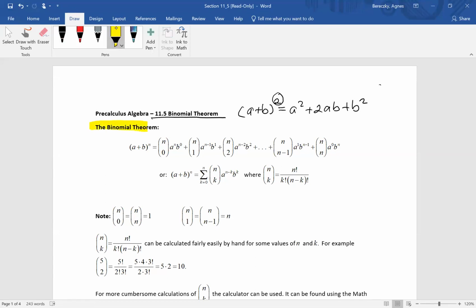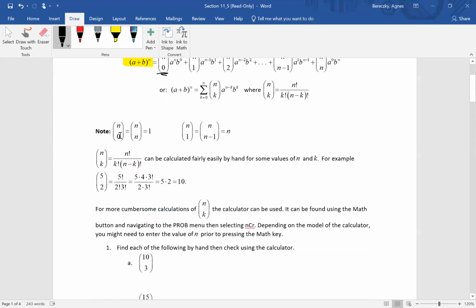We can use the binomial theorem to find the nth power of a binomial sum or difference, where the notation n choose k will represent the following. n choose 0 and n choose n will equal 1. n choose 1 will equal n over (n minus 1) factorial, which equals n.